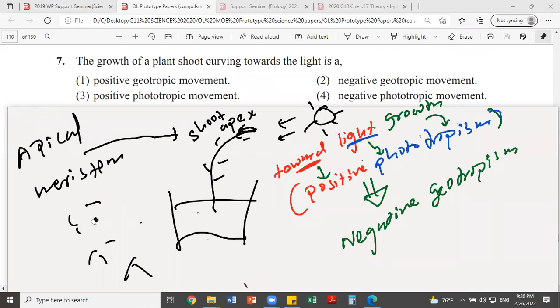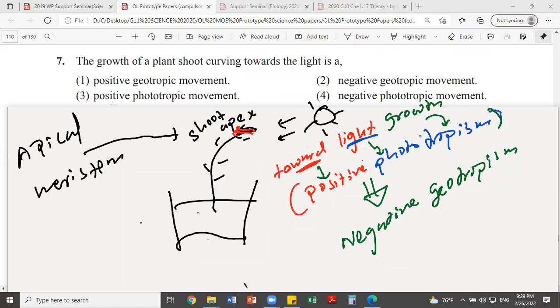In plants, the growth hormone auxin travels more towards the shaded area, this side, and on that side the length of the tissues increases and elongation takes place. That's why the bending takes place. That is the scientific reason. So what is the answer for this? Positive phototropic movement. Answer is 3.